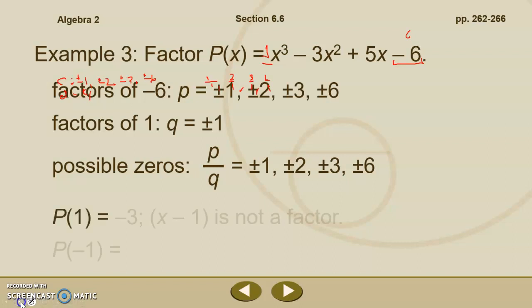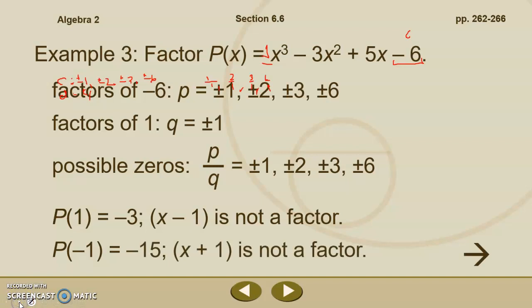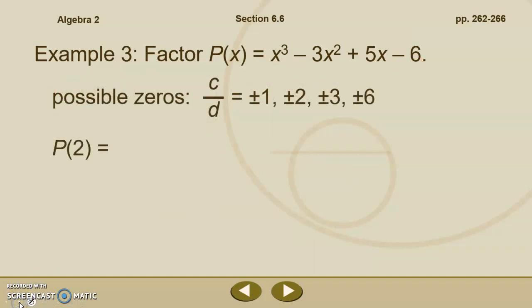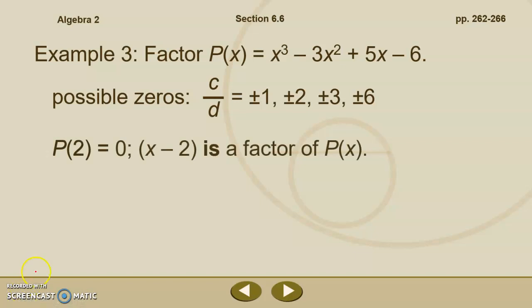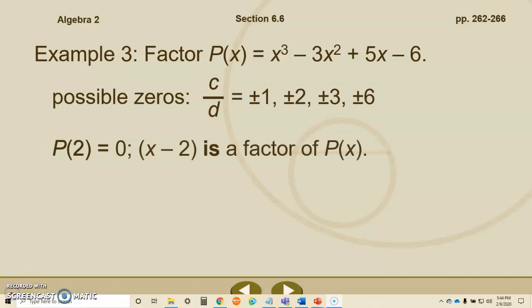So if we plug in p of 1, for example, we get a remainder of -3. So 1 is not a factor. When we plug in -1, we get a remainder of -15. So -1 is not a factor. When we plug in 2, we get a 0. So 2 is a factor.